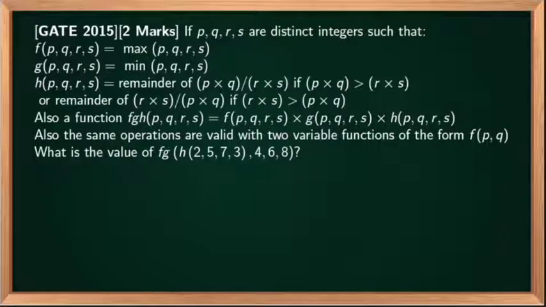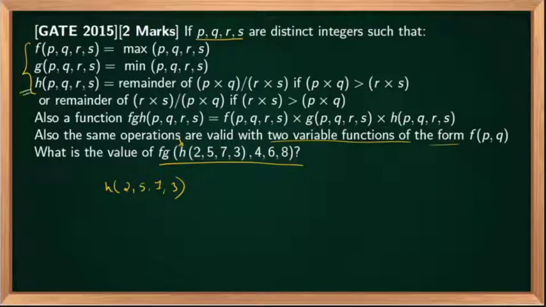So it's given that we have 4 distinct integers and we have 3 functions. Okay. And it's also given that it's not mandatory that you need to have 4 arguments in the function. It says that operations are valid with 2 variable functions of the form f of p, q. So even the functions are valid with 2 variables. Okay. Now we have to compute the value of this one. Right. So first we have to compute from this expression, we know that we have to compute h of 2, 5, 7, 3. So basically we have to compute this function.